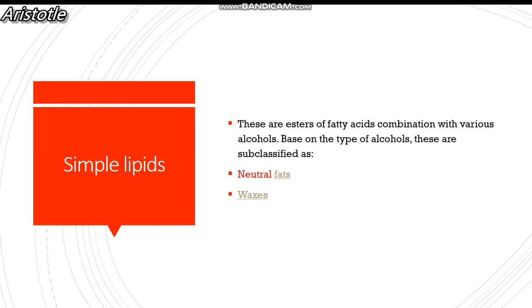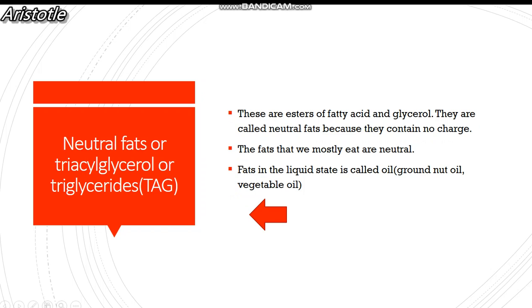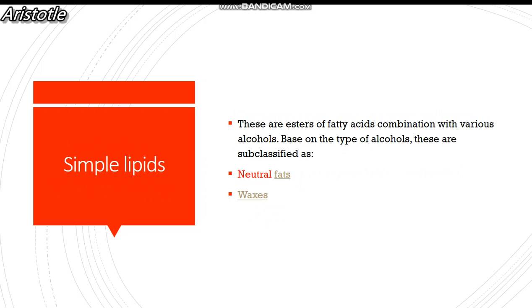So let's talk about the neutral fats. Neutral fats can also be called the triacylglycerol or triglycerides, TAG. These are esters of fatty acid and glycerol. They are called neutral fats because they contain no charge. The fats we mostly eat are neutral fats. Fat in the liquid state is called oil. Example: groundnut oil, vegetable oil, etc. So we've talked about the neutral fats.